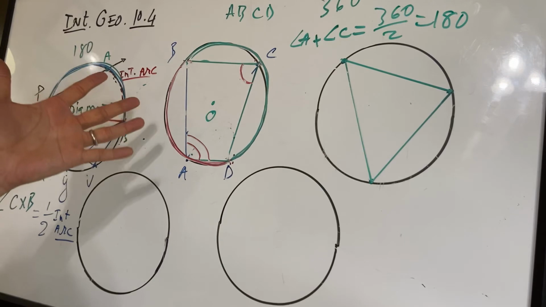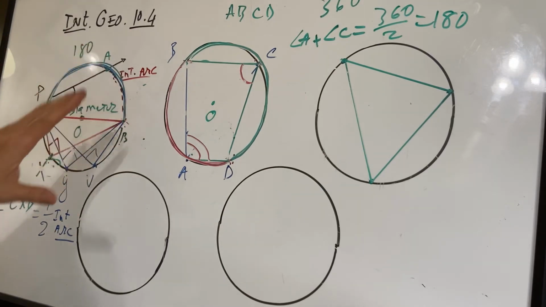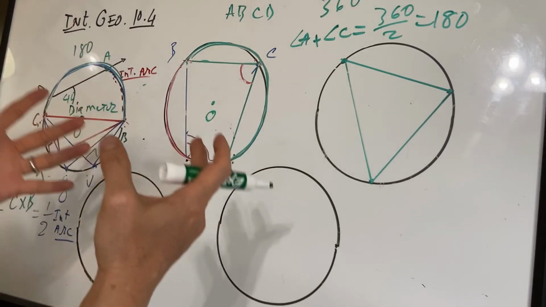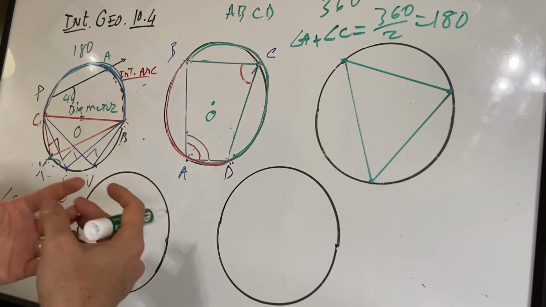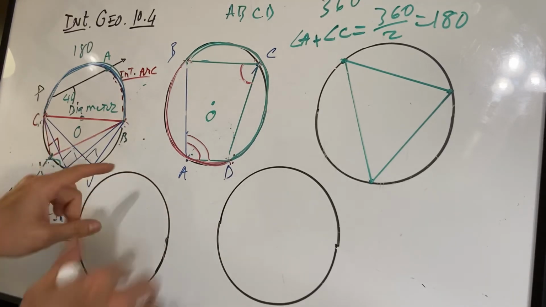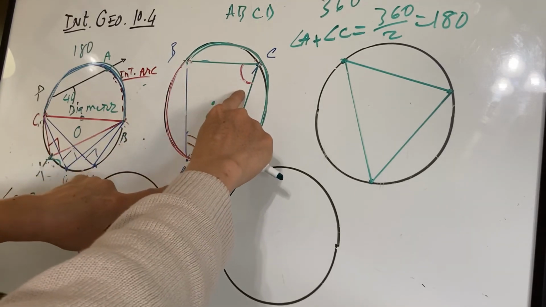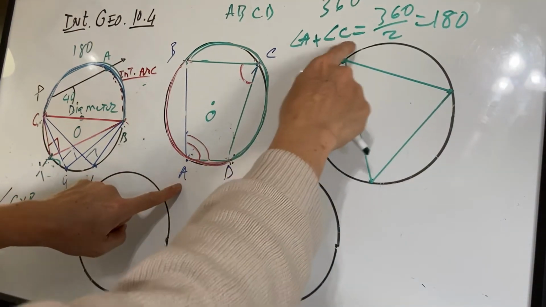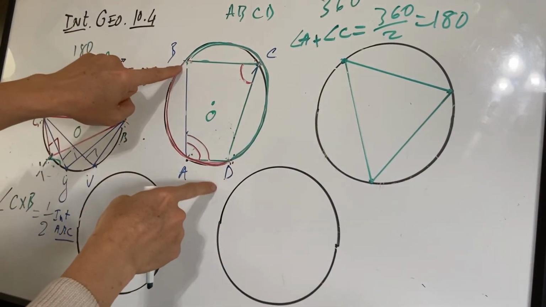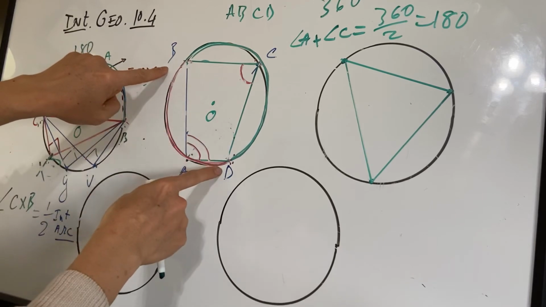Theorem 10.10 states it perfectly. And that is, a quadrilateral can be inscribed in a circle if and only if its opposite angles are supplementary. See it? And the same goes for opposite angles B and D, which would work as well.